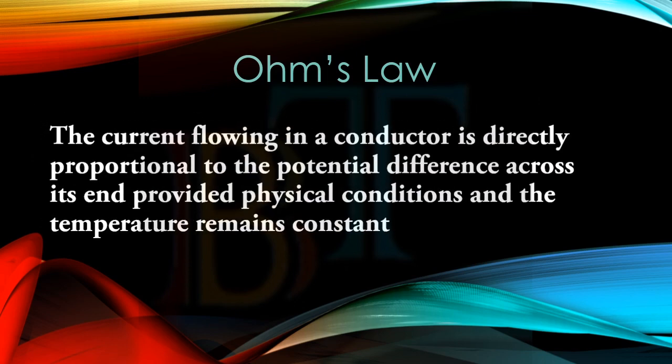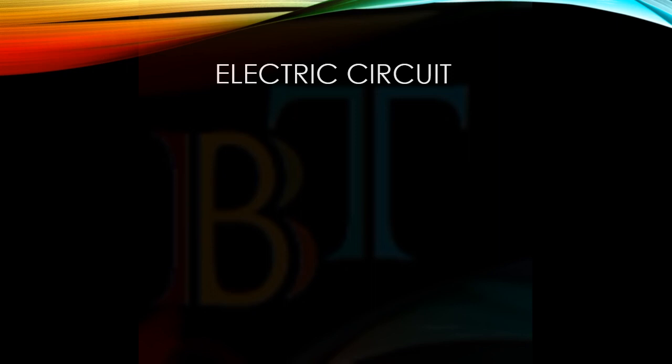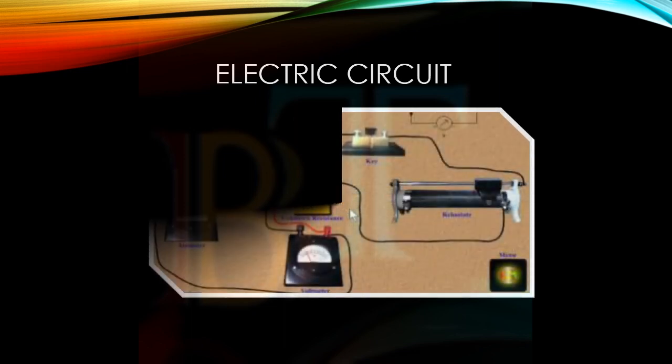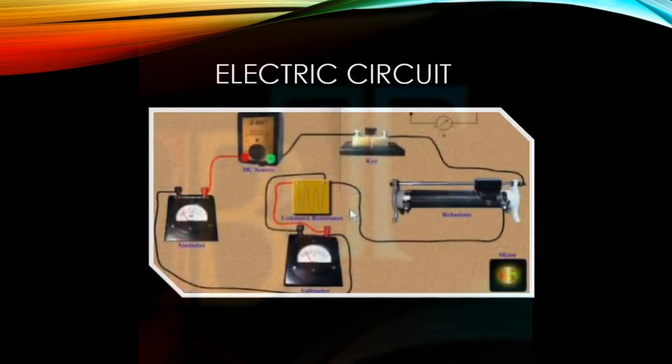To verify this, the experimental setup is arranged like this. The circuit consists of a rheostat, a key, an ammeter and a resistance wire connected in series with the battery, and the voltmeter is then connected parallel across the resistance wire. The battery sends current in the conductor, and the current in the circuit is controlled by the rheostat and the ammeter measures it. The voltmeter measures the potential difference across the ends of the resistance wire.